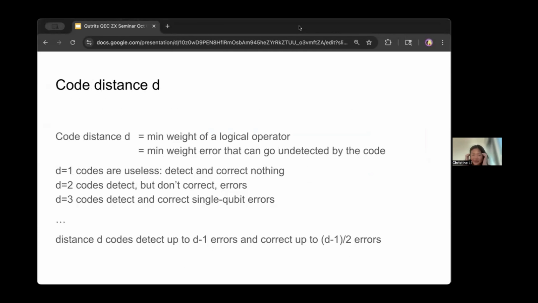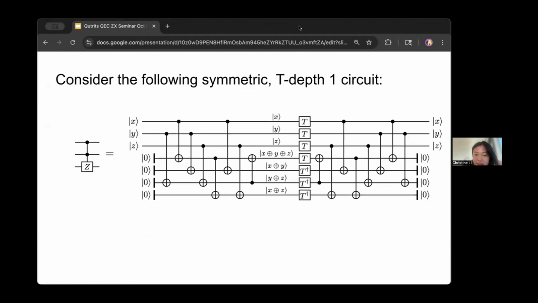Just another tidbit: the code distance is the minimum weight of a logical operator. We want higher code distances because they protect against more possible errors. Distance 1 is essentially a useless code, and starting from distance 2, we can detect errors and so forth. Okay, so that was the 832 code, and it has the symmetric CCZ gate, right?